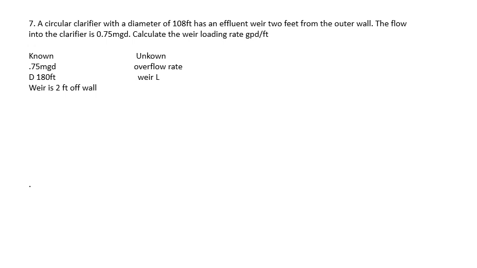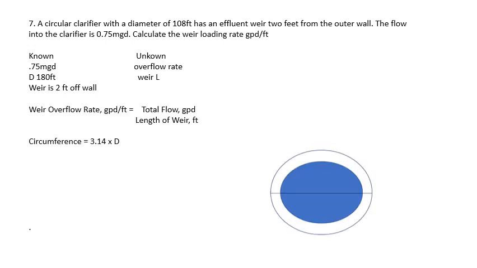Now listen to the wording. The diameter is 108 feet, but the weir is 2 feet off the wall. All right, so here's a little circle I have going. Of course the diameter is the line from side to side. This is your diameter. But our weir is 2 feet off the wall, so you're going to have 2 feet off of each side of this wall. To find the circumference, it's 3.14 times diameter, but you're going to have the inner circumference. So it's 2 feet off the wall, so you're going to be doing it for the blue circle.